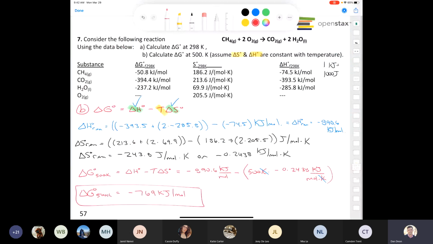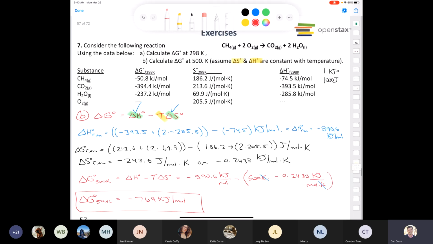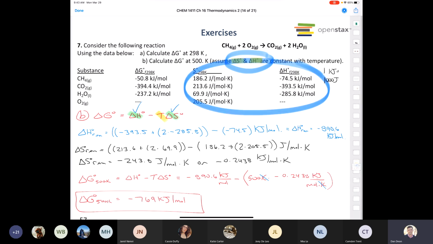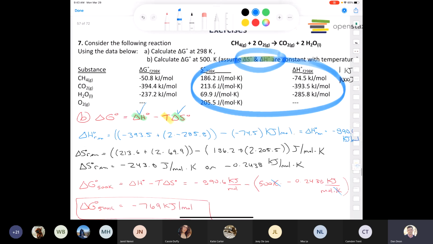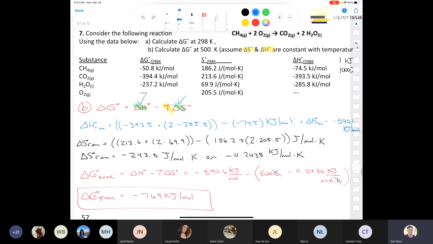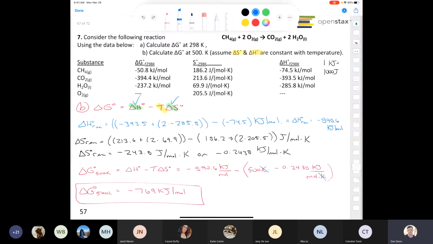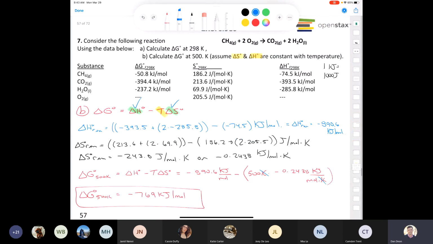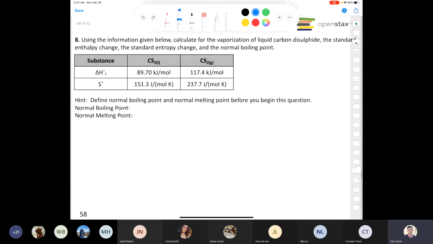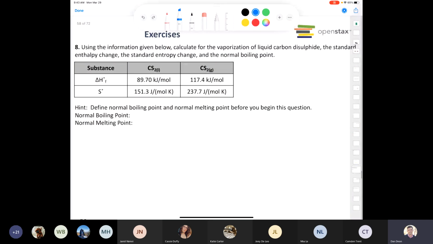Question 7 is a very common question for exams and quizzes and final exams in thermodynamics. Okay, it's just basically testing our students in making sure that they understand that delta S and delta H are not going to depend on temperature. Okay, making sure that they understand that you can use these values and you can still calculate the delta G with a temperature change. Okay, that's really all that question is about. But again, it's a very common question in General Chemistry 2. All right, well, if there's no questions about it, let's move on and try question number 8.